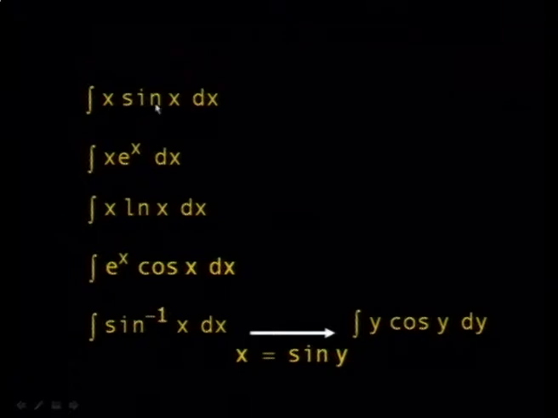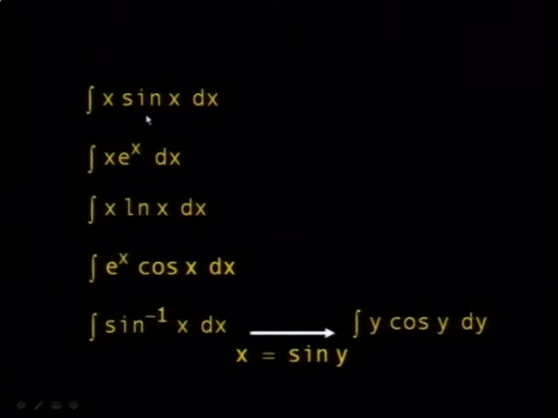When you have x sine x, or x cosine x, or x times e to the power x, or x times logarithm x, or e to the x times cosine x, all these functions, because they are products of two functions of different nature, then the method that is suitable here, I would say the only method which can really resolve your integral, is the method of integration by parts.